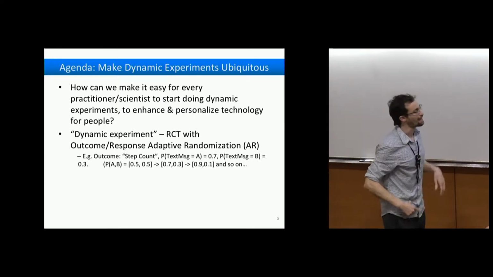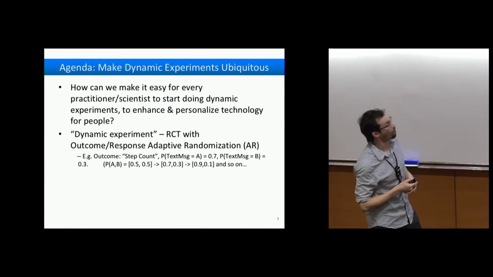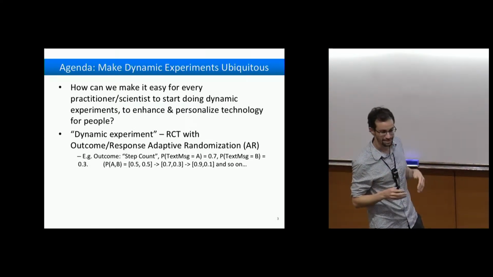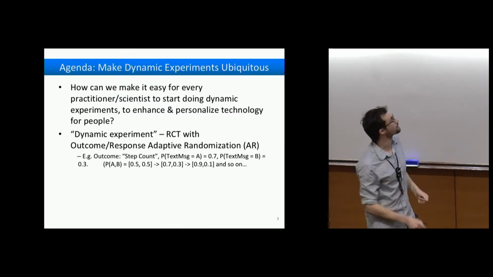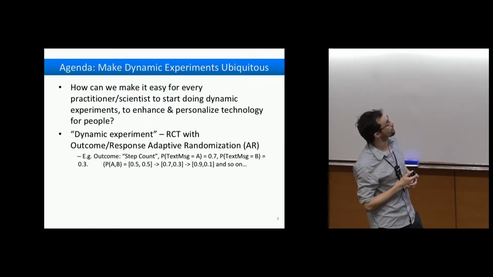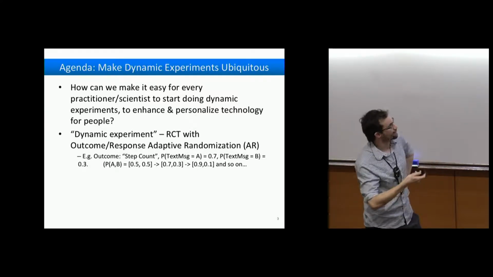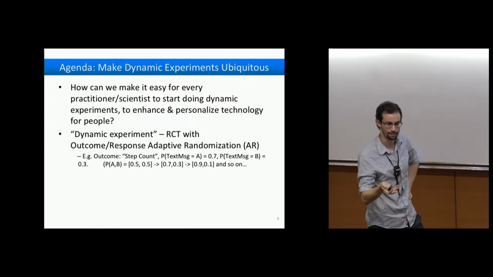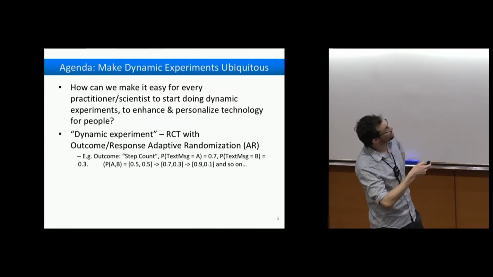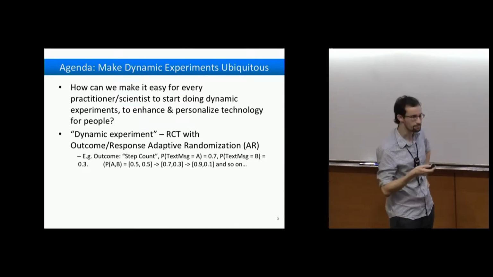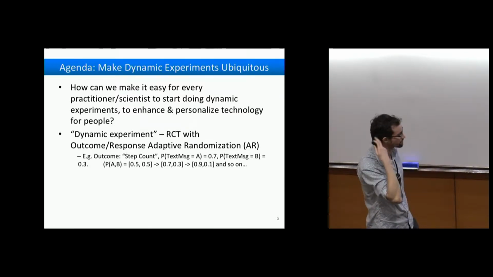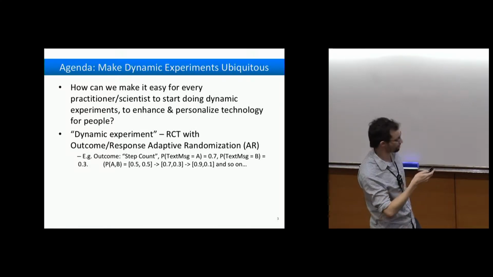To be really concrete, what I mean by dynamic experiments, let me try to translate between vocabularies, is an RCT, often on a behavioral intervention, for example, sending people messages to get them to exercise, with outcome or response adaptive randomization. For example, if the outcome was step count, imagine you send text message A versus B, and you end up with things like 70% of people getting A and 30% getting B, but then that changes over time as you analyze the data. People know about these algorithms as multi-arm bandits, but I'll expand on them.